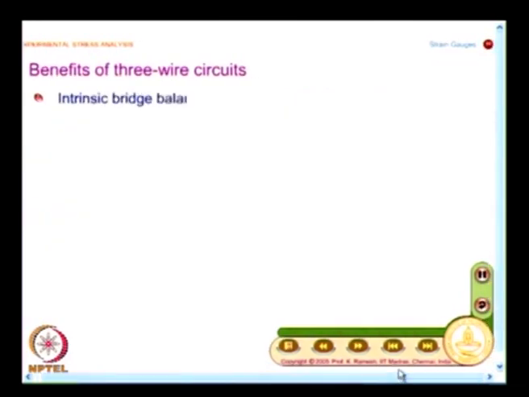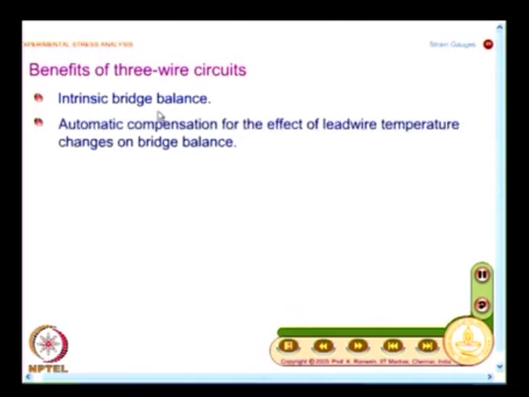And what are the benefits of 3 wire circuits? A 3 wire circuit has intrinsic bridge balance.